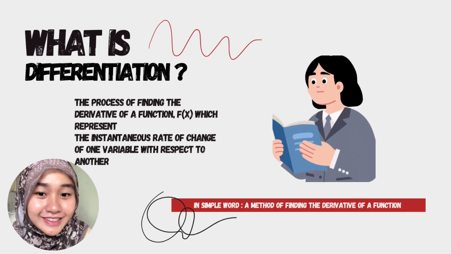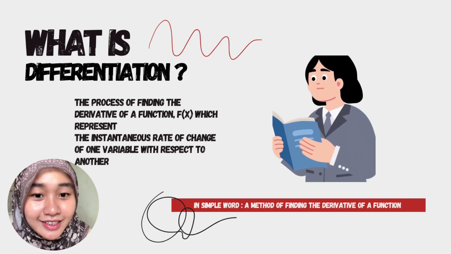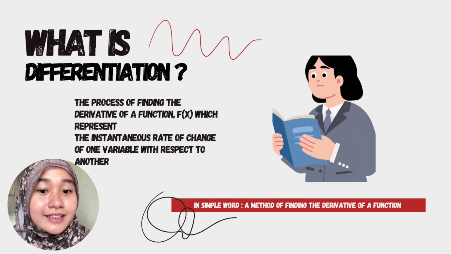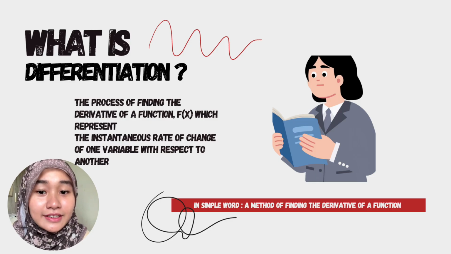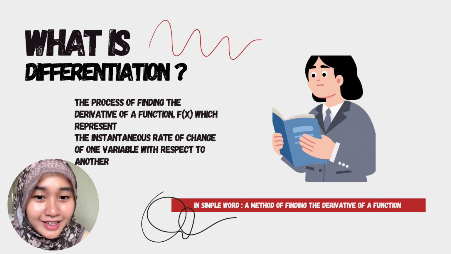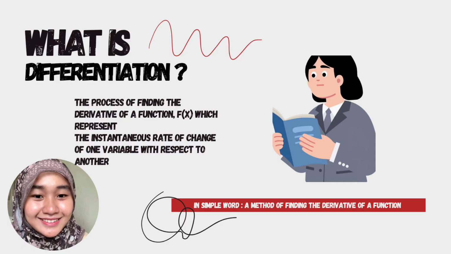So, what is differentiation? Well, differentiation is the process of finding the derivative of a function f(x), which represents the instantaneous rate of change of one variable with respect to another. In simple words, we can say differentiation is the method of finding the derivative of a function.